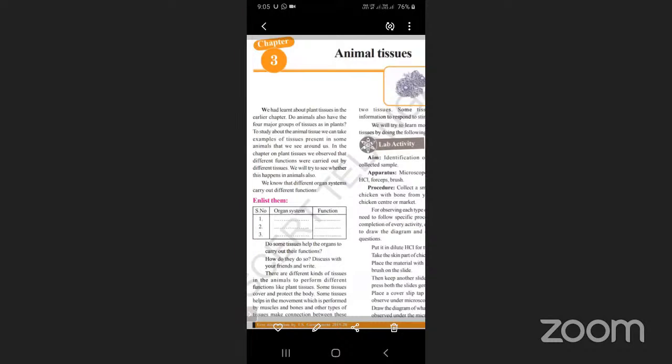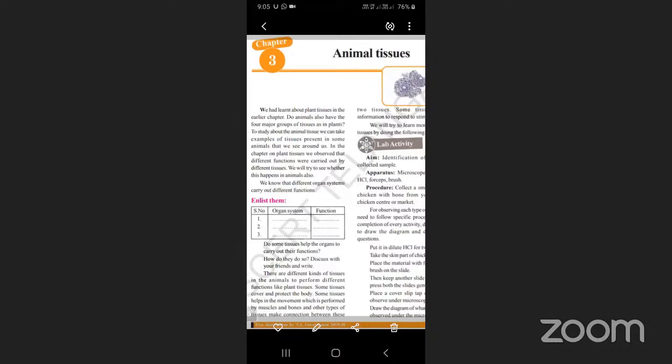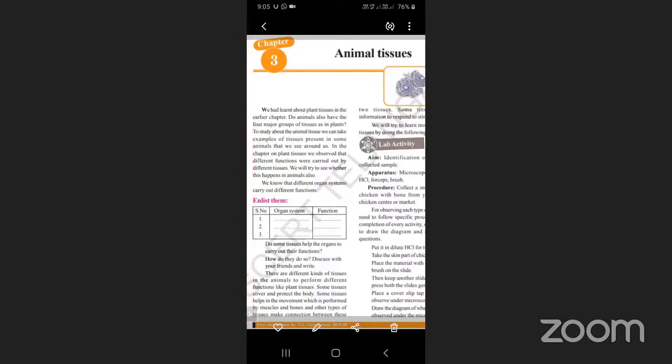Marcello Malpighi was born at Crevalcore near Bologna, Italy in 1628, as I told. In 1649, he began his professional studies at the University of Bologna, Italy. Okay, and in 1653 he graduated in philosophy and medicine.